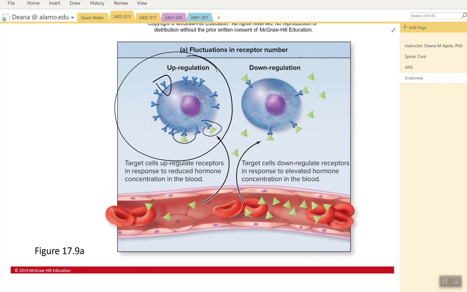Downregulation occurs when you have a whole lot of hormones and you, as a cell, are getting overwhelmed with hormonal signaling. So you only have a few receptors here so that your degree of response is lower.